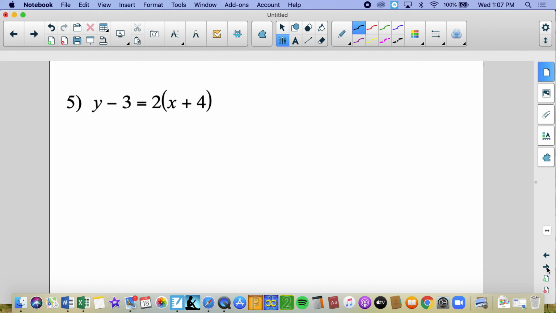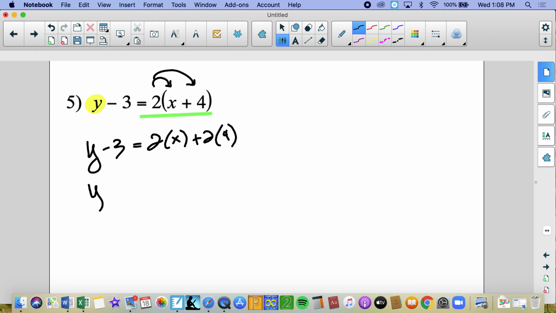Now, what if we get it in point slope form? So our objective is still to get y by itself, but we notice on the right side we actually have some work to do. There's a distribution property that we have to do. So before I start isolating for y, I'm going to distribute that 2 into both of the terms. So I'm going to simplify that distribution, which gives me 2x plus 8.